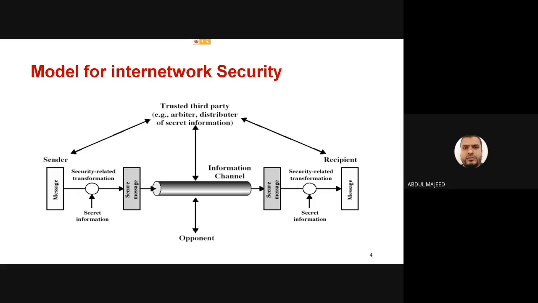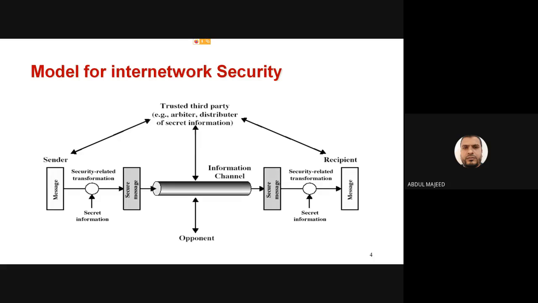security concerns. Right? Otherwise, simply keeping three things is enough. One is the sender, another is the receiver, and one is the information channel, or the media which is used to transfer your messages from sender to receiver. Then what are the extra things? These trusted third parties are there, secure messages are there. These are the security concerns. In order to provide that confidentiality to our messages, we are using security related transformation and secret information. Why are opponents there? That's why.